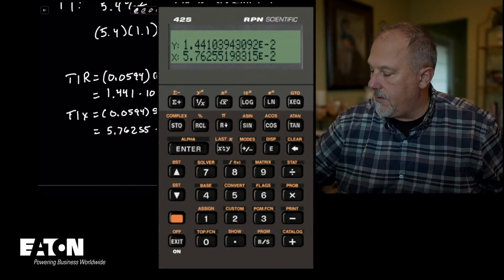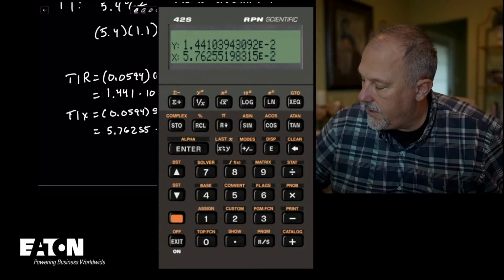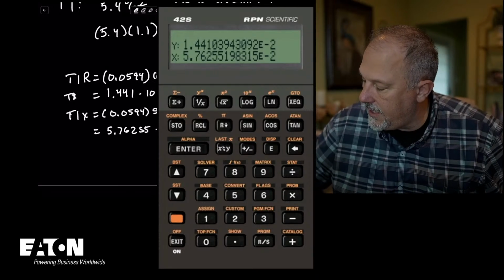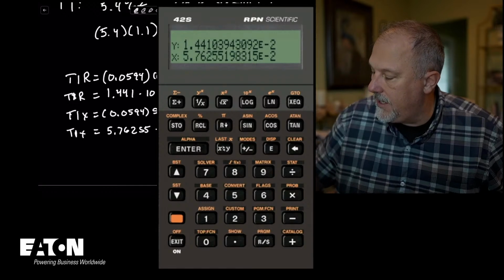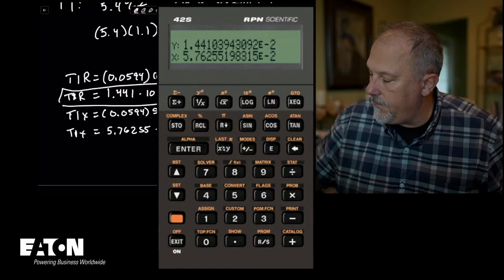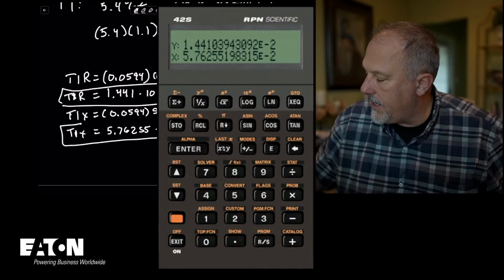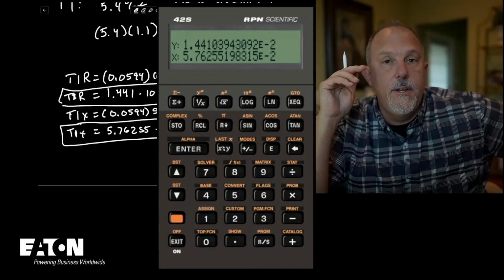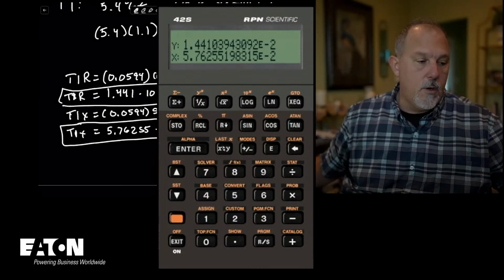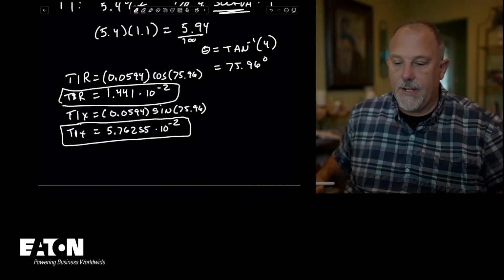All right, so there is my real T1R and my imaginary T1X. That's my real and reactive impedance values for that transformer.